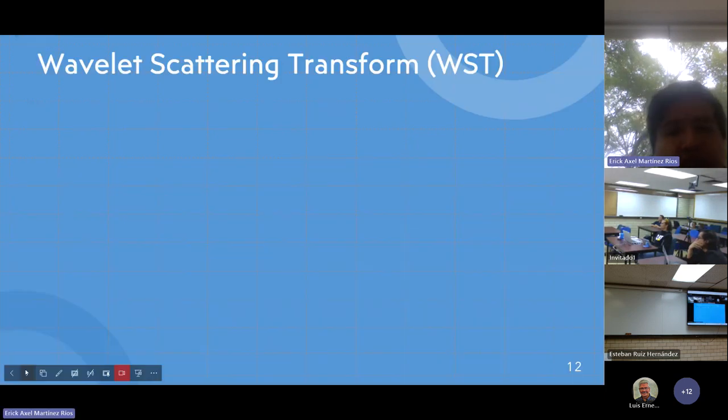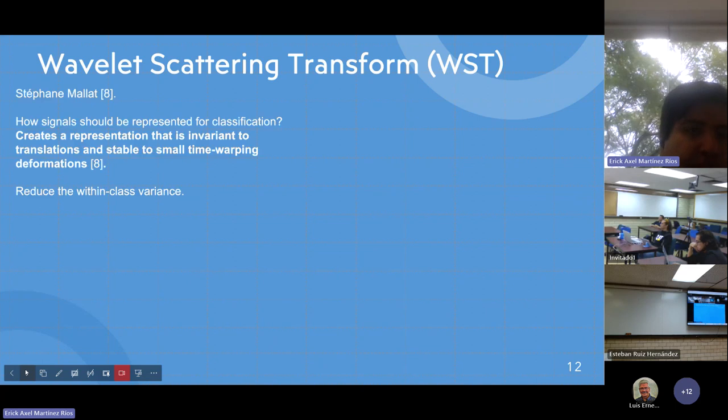In the case of the scattering transform, this algorithm was proposed by Stéphane Mallat. The main question that he wanted to answer when developing this method is how signals should be represented for classification. To answer this question, the scattering transform creates a representation that is invariant to translation and stable to small time warping deformations.